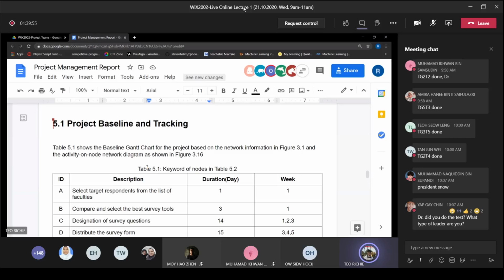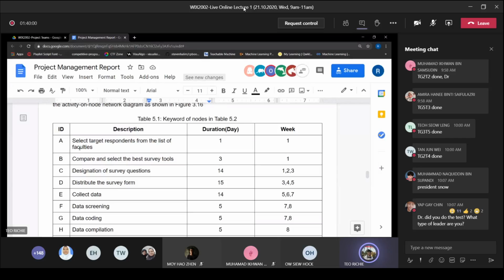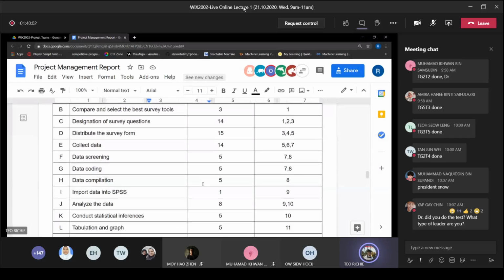Next will be chapter 5. We have the baseline Gantt chart. The keywords here are the ID, description, the day, and the week.